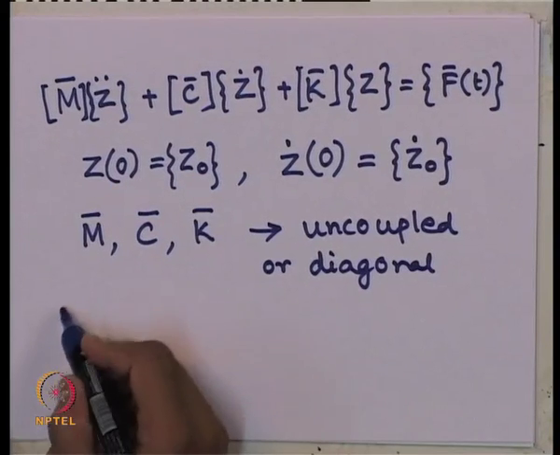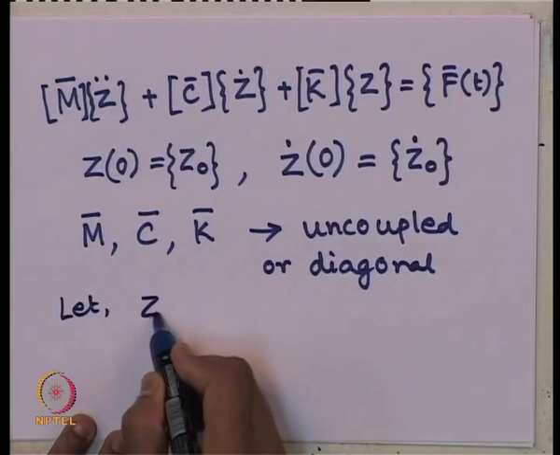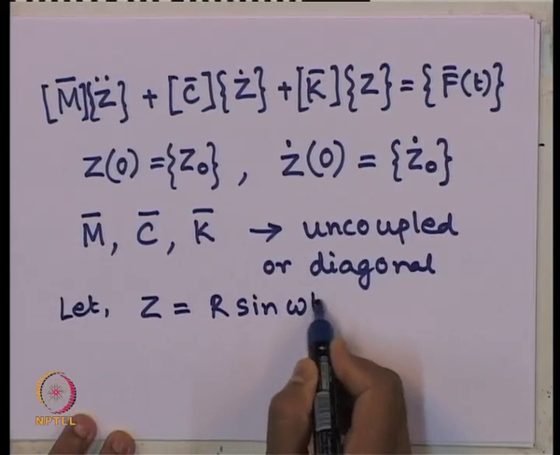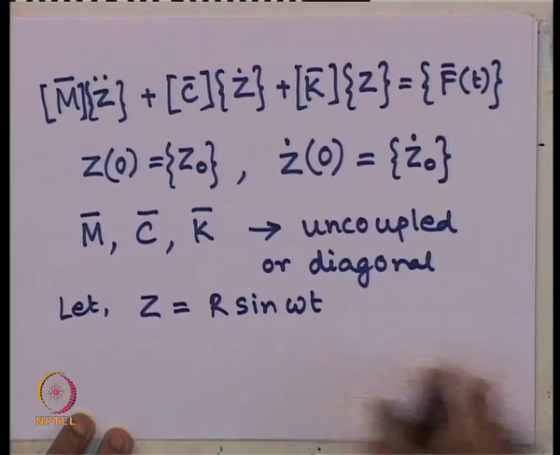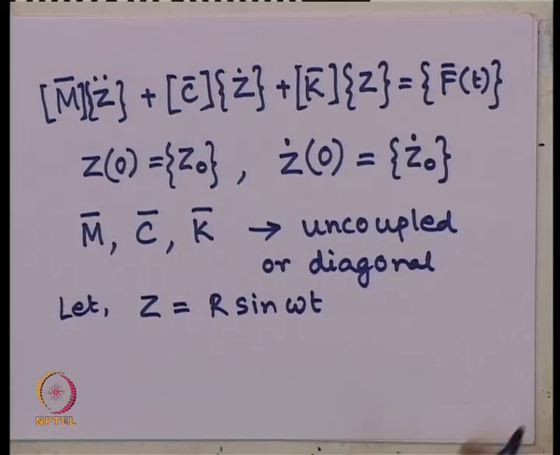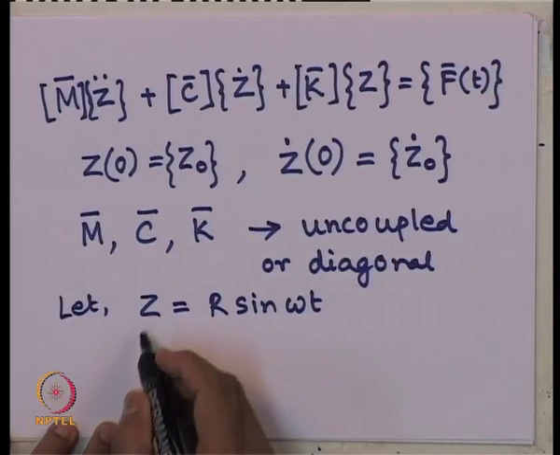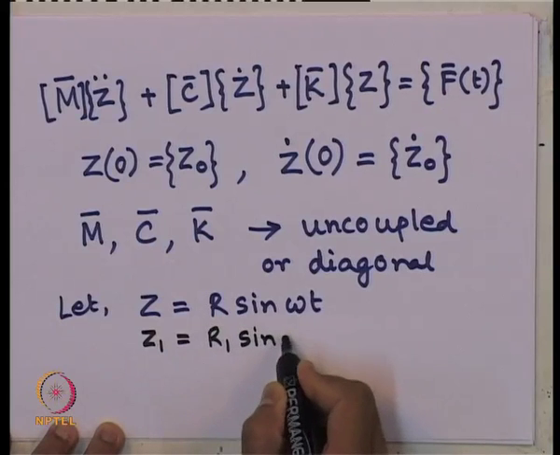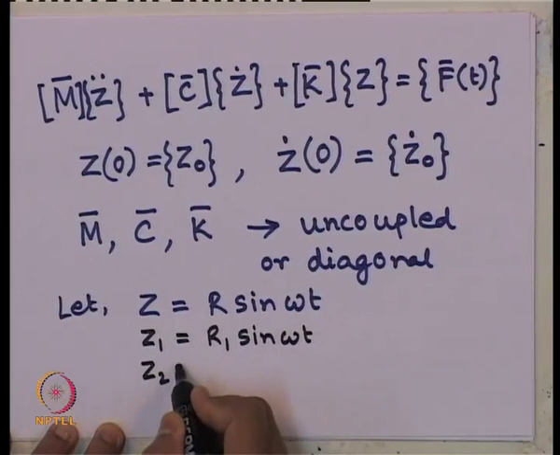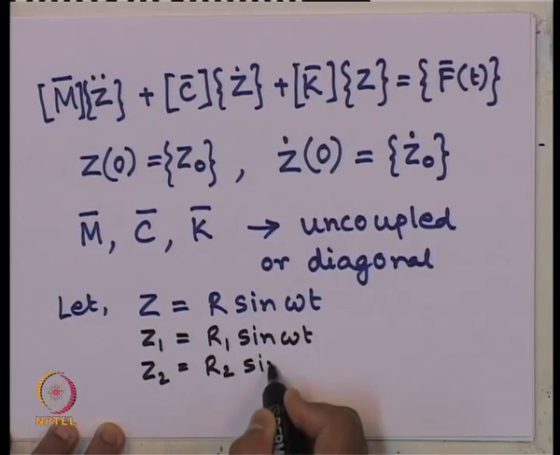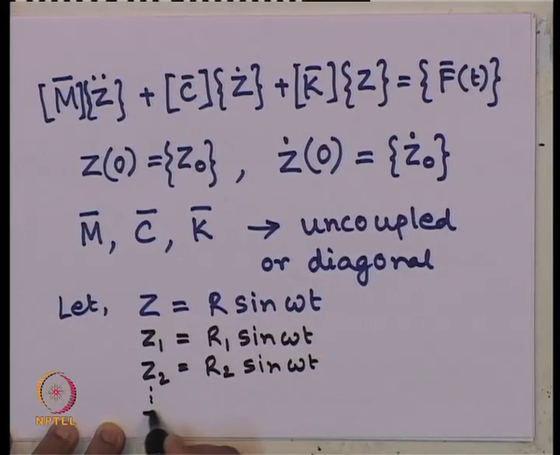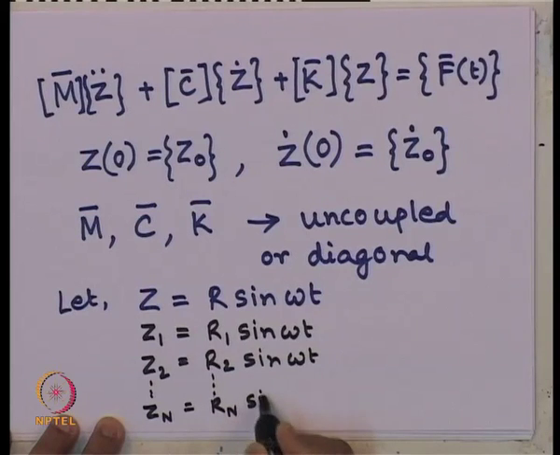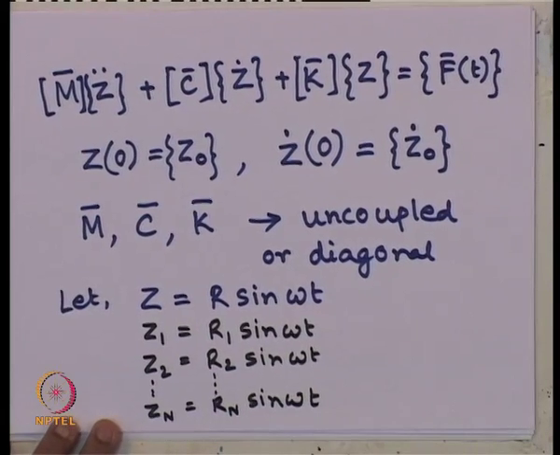Now, the form of solution, let us consider it is given by z equals r sin omega t, as the form of the solution for the system. What does it mean? That means, these are vectors. So, we have z 1 equals r 1 sin omega t, z 2 is r 2 sin omega t, similarly up to z n, which will be r n sin omega t. These are the assumed form of solution.